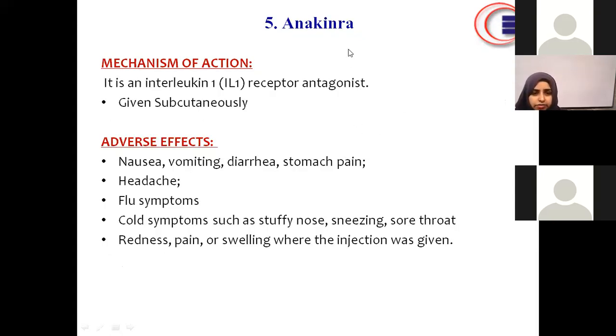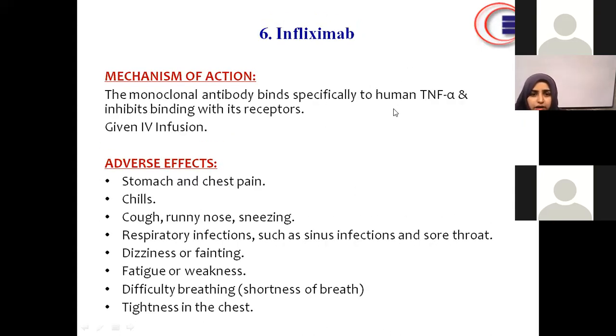Then we have infliximab. This is a monoclonal antibody, binds specifically to TNF alpha. Okay, of all the biological agents, why was Toci picked? Because it is effective against IL-6. Otherwise, the rest of the drugs are effective against TNF alpha, the majority of the biologicals. Okay. Now what comes next?